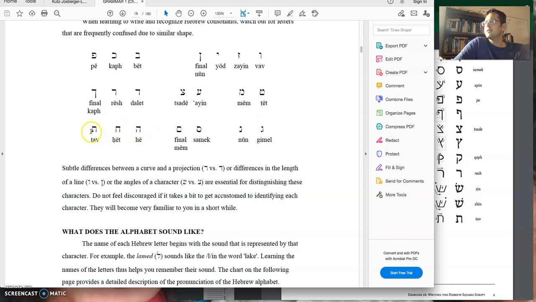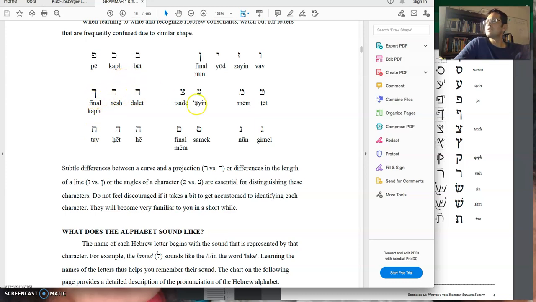Hey, het, and tav are all very similar looking. Remember, het is closed because sin closes us off, and hey is always saying hello, hey, which is open. Tav has a little, well, I call it a foot, okay? So tav has a tough foot.